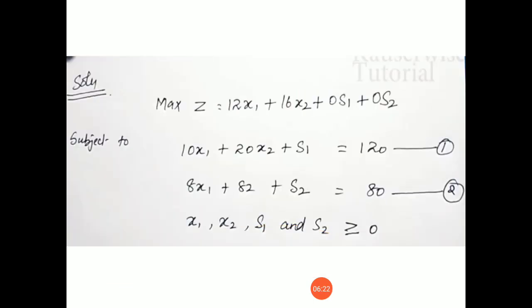Starting with Cj, as I've told you, Cj represents the coefficients of the objective function. As you can see, my objective function here is z equals 12x1 plus 16x2 plus 0s1 plus 0s2. So the basic variables are x1, x2, s1, s2. Again I am repeating, from this objective function equation only, you will get to know the basic variables x1, x2, s1 and s2, and the coefficients of the objective function. What are the coefficients? They are 12, 16, 0, 0.